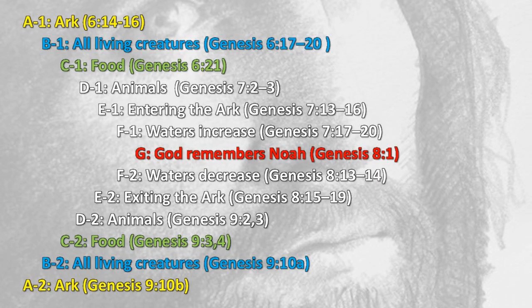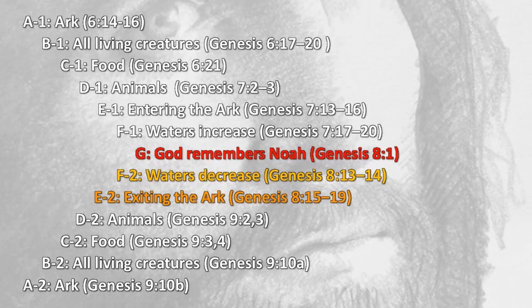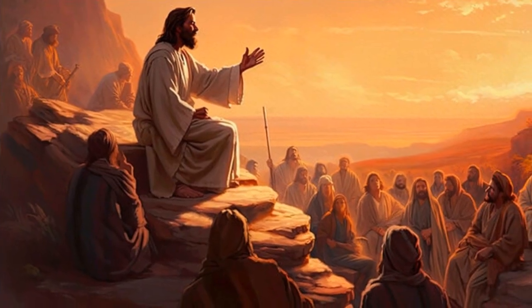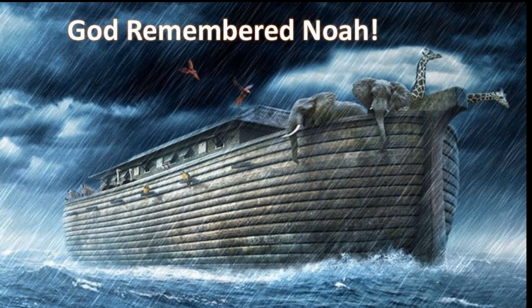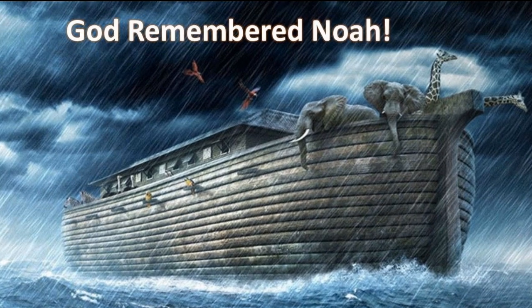The mirror image pairs built up to G, the climax. God remembers Noah. The climax is a turning point in the narrative. Before the climax, the animals entered the ark and the waters increased. After God remembered Noah, the waters decreased and the animals exited the ark. The chiastic structure was used to help storytellers remember the order and key points of the story. The chiastic structure also helped to build up to and emphasize the climax of the narrative.